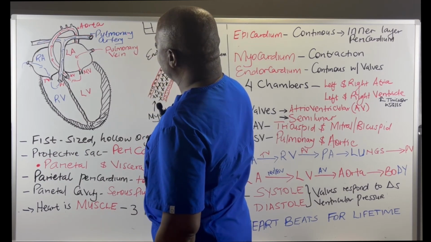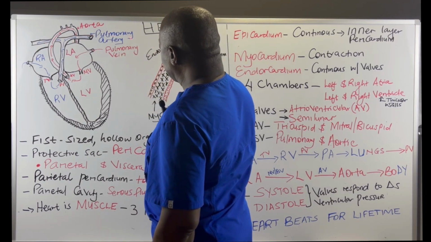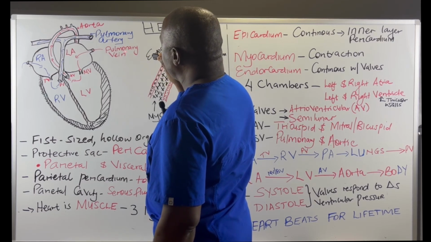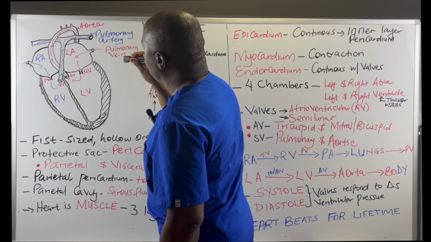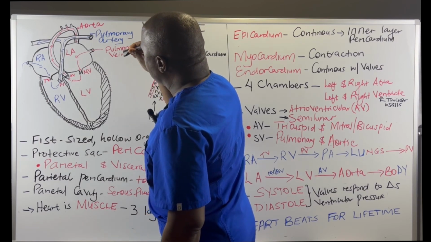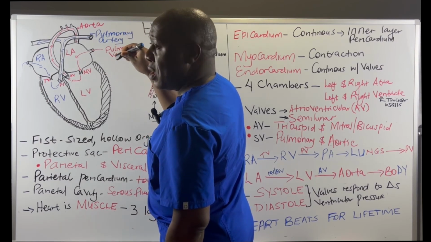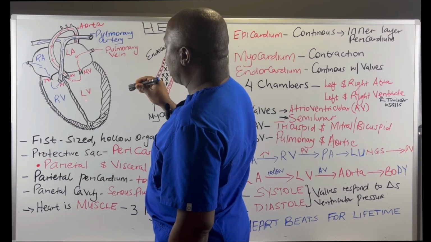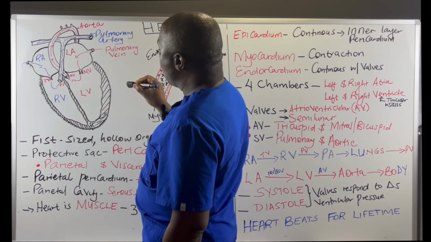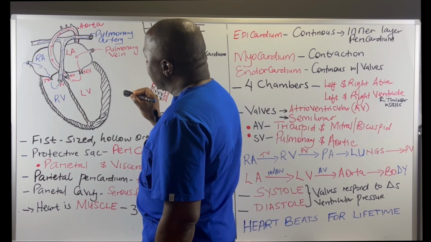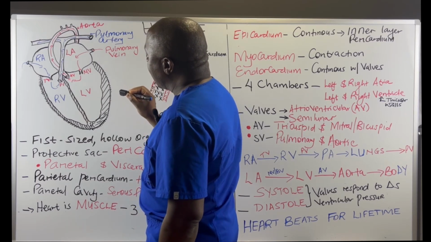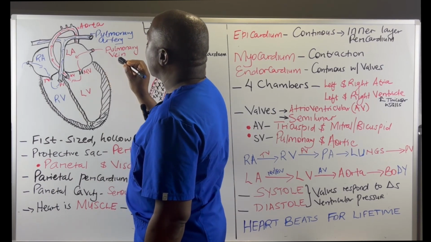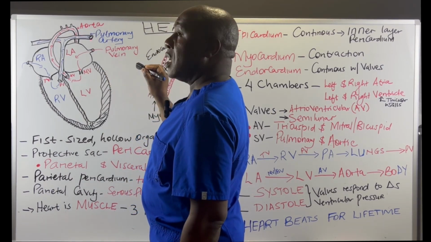Once the blood has been oxygenated, it enters the pulmonary vein so that it is brought into the left atrium. Then from the left atrium, the mitral valve or the bicuspid valve opens for the blood to flow into the left ventricle. And when the left ventricle contracts, the aortic valves open and the blood flows into the aorta to be carried to the rest of the body.